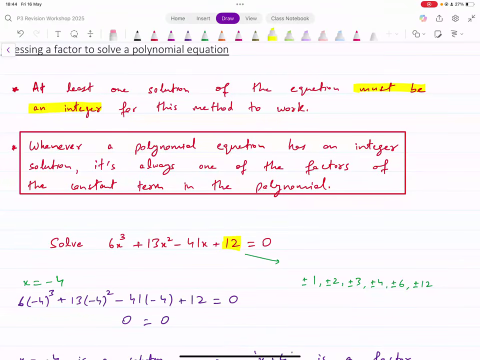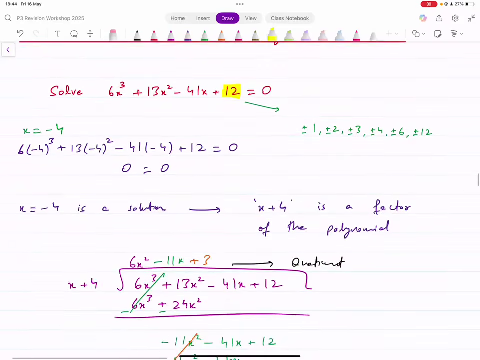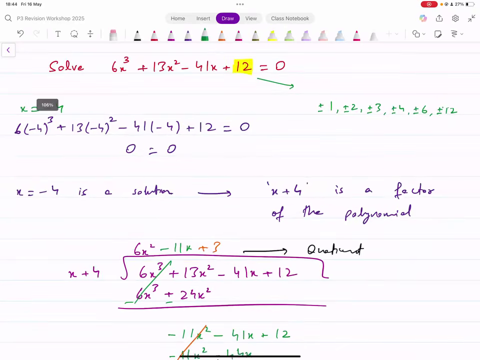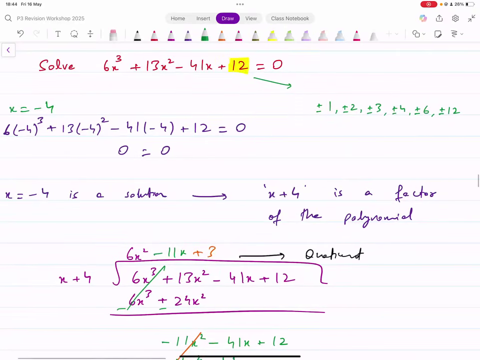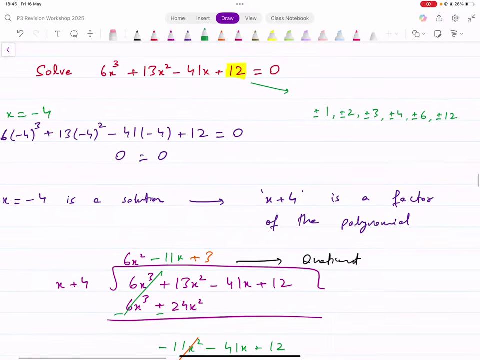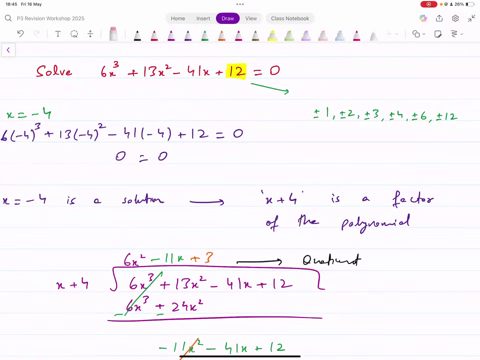For decimal solutions, we cannot guess them. We can only guess integers. Okay. And what integers? Whatever is the constant term in that polynomial, we would try factors of that. What are the factors of 12? 1, 2, 3, 4, 6, 12, plus minus each of these factors. If this equation has any integer solutions, they have to be among the factors of the constant term. You can't have any other integer solution apart from these numbers.